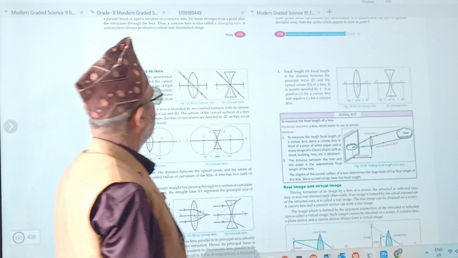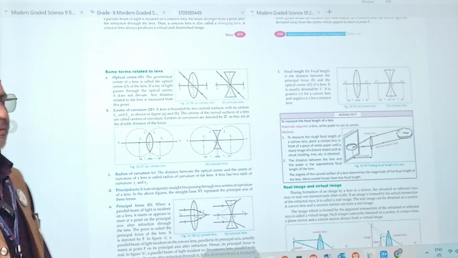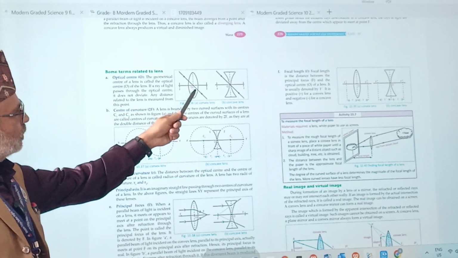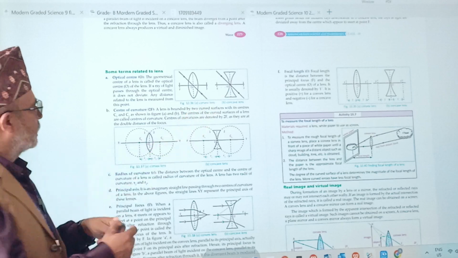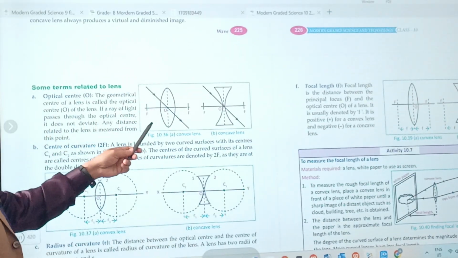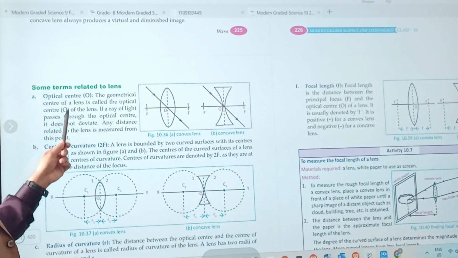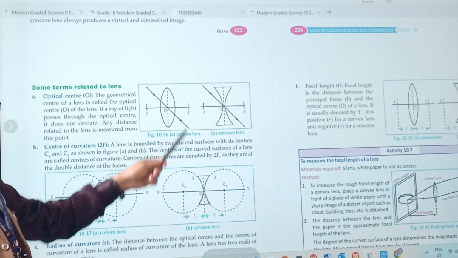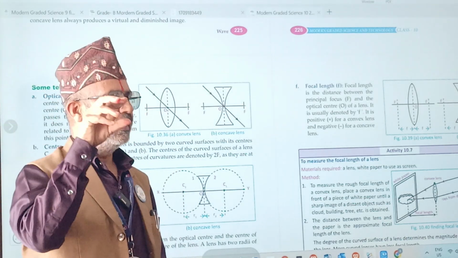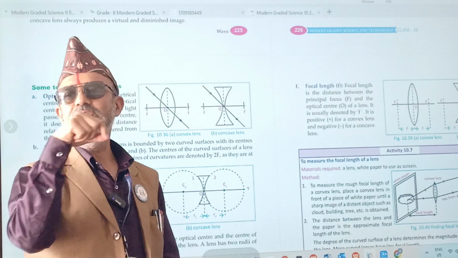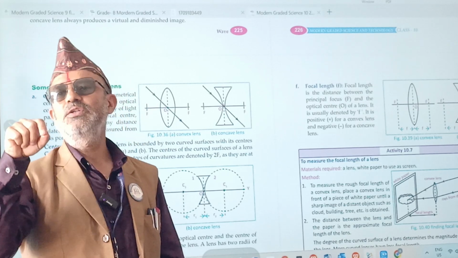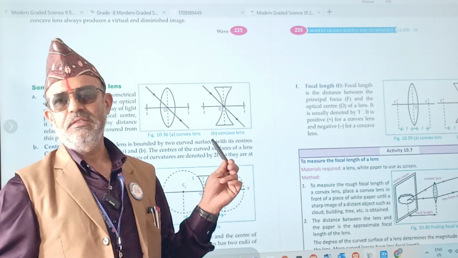So, some terms related to lenses we need to remember. What is the first term? Optical center. Is it written as O? O. These are the optical centers. Let me make this slide a bit bigger. So what is the optical center? The geometrical center of a lens is called the optical center. When there is a diagram or a real object, a lens is especially spherical or circular in shape, and its center point is called the optical center, right?